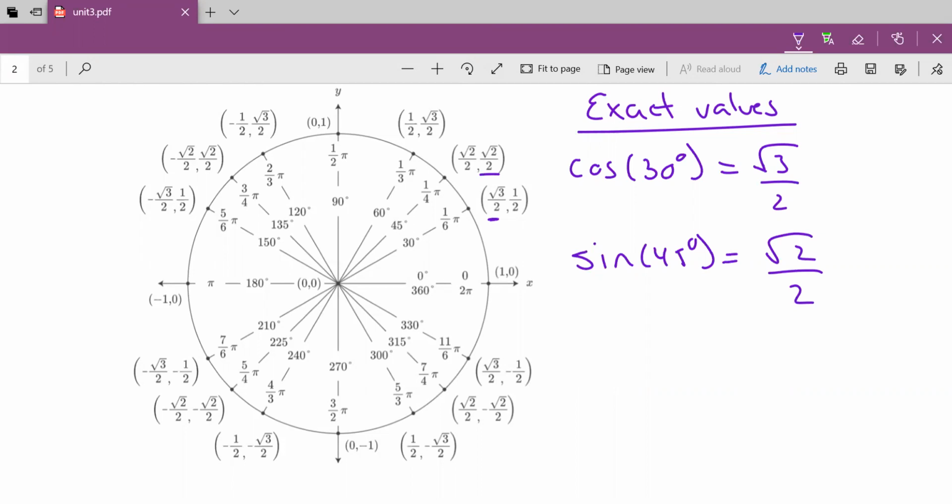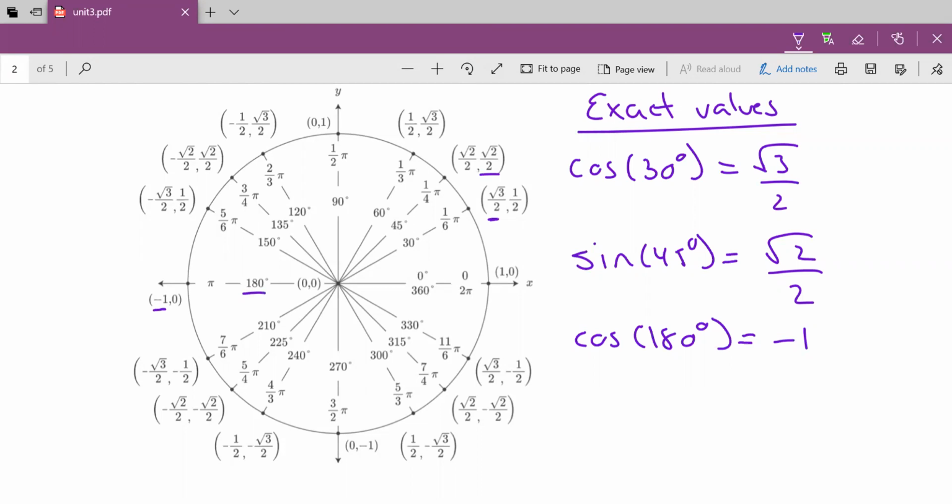What is the exact value of cosine 180 degrees? I go to my unit circle. There's 180. Cosine's my x value. It's -1. That's it. That's the whole point of all that hard work we did. The unit circle gives us these exact values. I haven't looked at my calculator once.